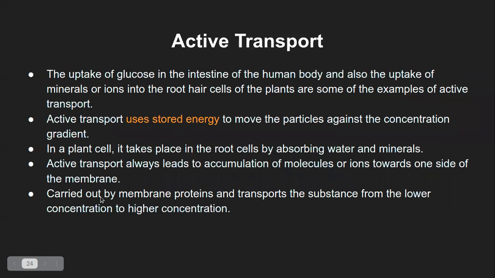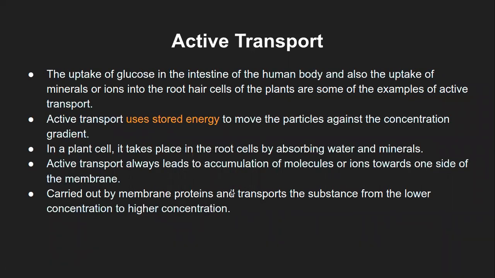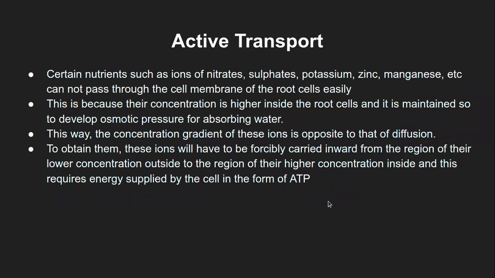It is carried out by membrane protein. Now, like I mentioned, this yellow thing that is shown in this diagram is nothing but a membrane protein. This pink thing is a membrane. Within this membrane, the proteins are embedded, which are doing the function of this transport or active transport. So these are the membrane proteins, and they will transport the substance from lower concentration to higher concentration. So that is the active transport process.